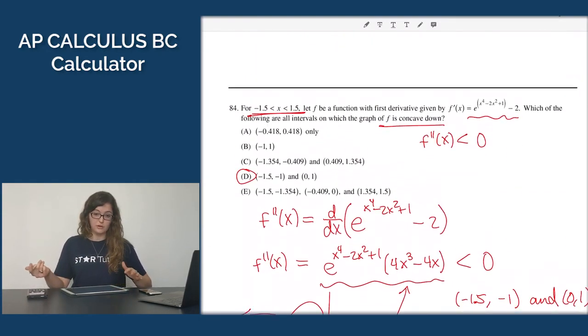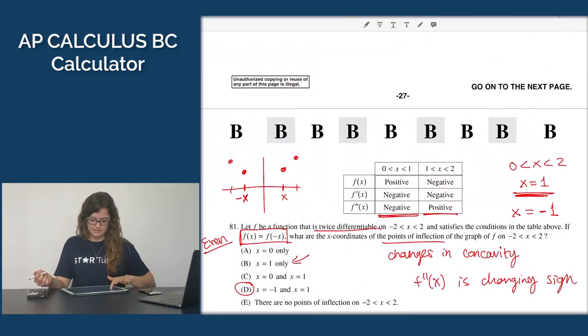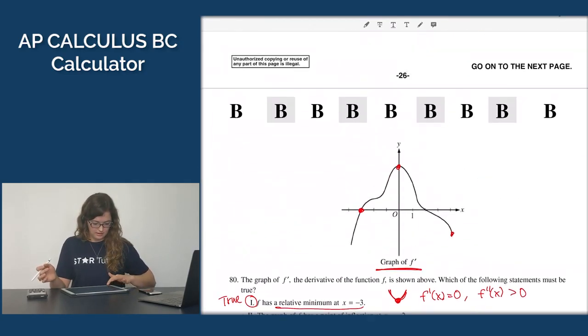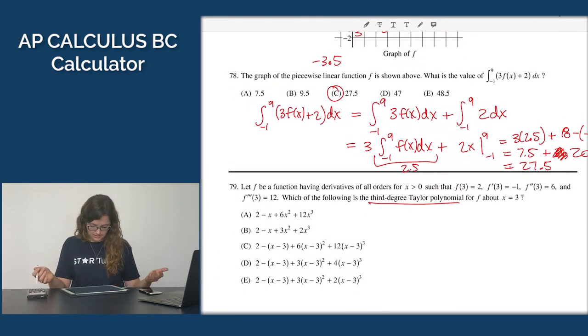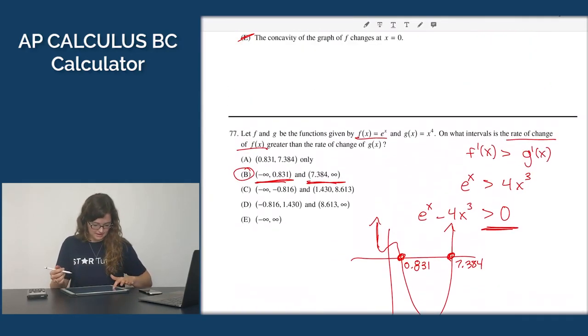One way you could go about this test and save some time, if you're stressed on time, is just doing the problems that don't involve the calculator first, and then do the ones that do. Oh, I totally forgot this problem. No, that's fine. We missed one. I should have gone back to that.